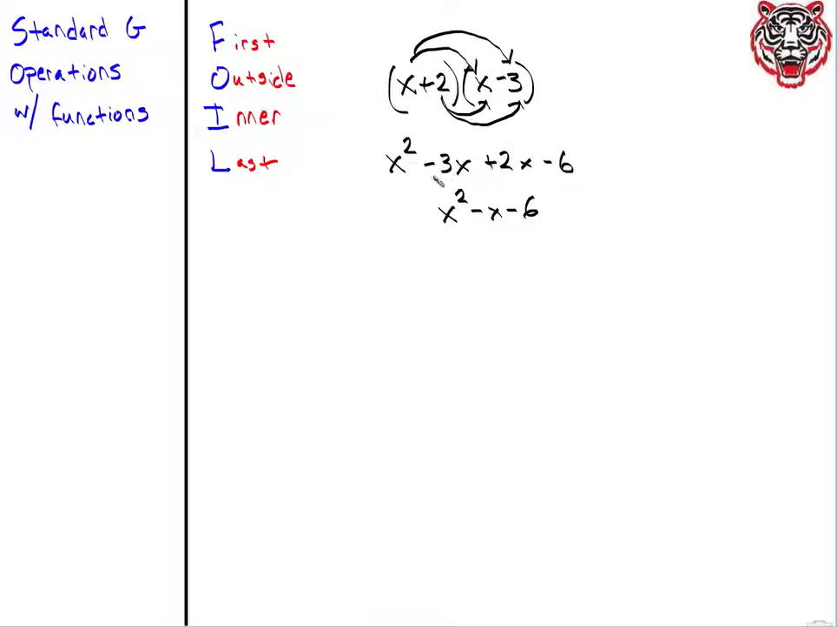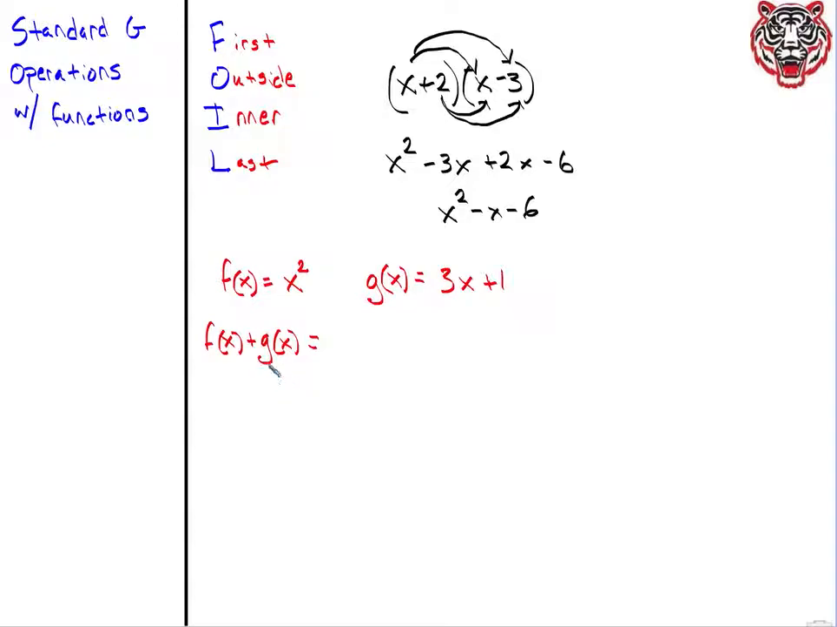And so moving on to actually looking at standard G, when I add functions, we'll just use the same function over and over. Let's say that f of x is equal to x squared, and we'll say g of x is equal to 3x plus 1. So that means if I'm doing f of x plus g of x, what is that going to be?